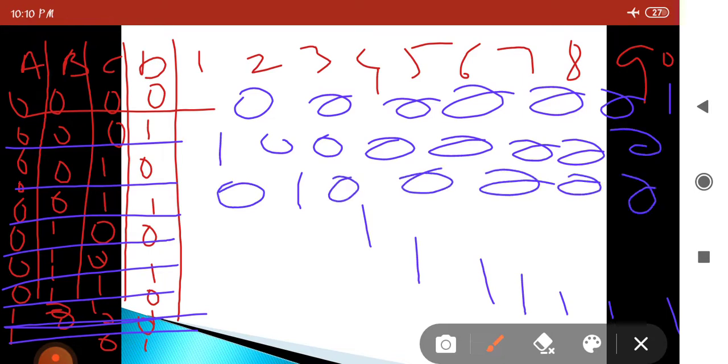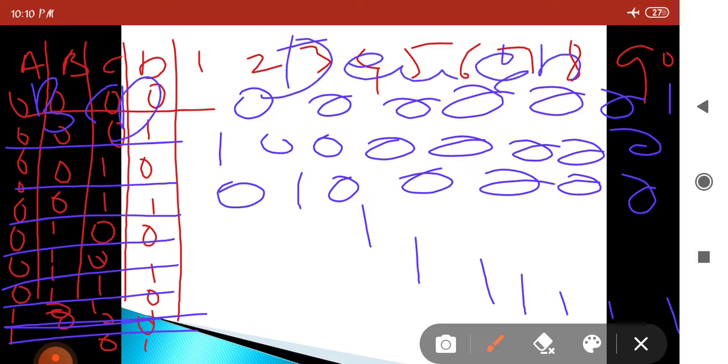This is the way to write the truth table of the BCD to decimal encoder. Sorry, decoder. This is a decoder. Diagonal, it is a 0, it is a decoder. Right? This is the way to write the decoding circuit. Can we write it in this decoder?